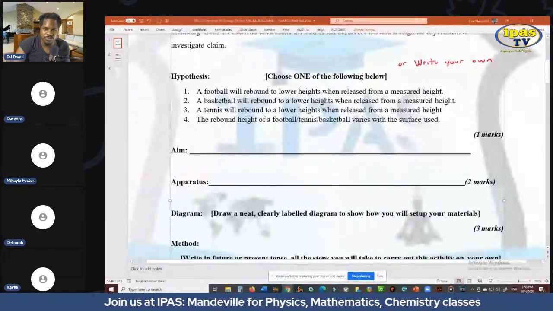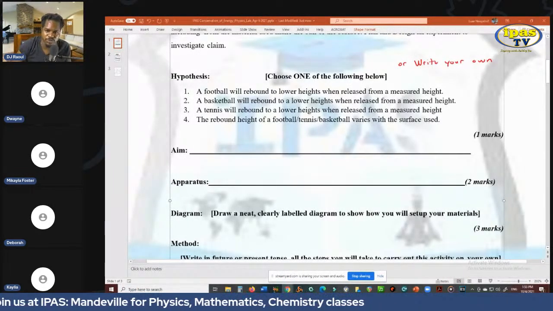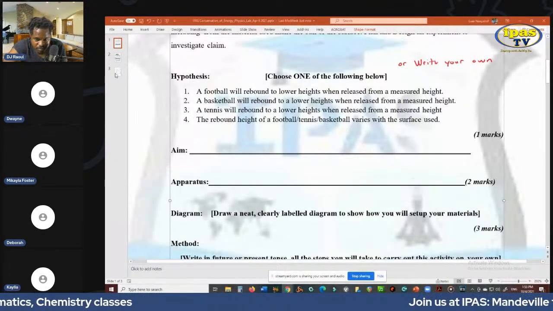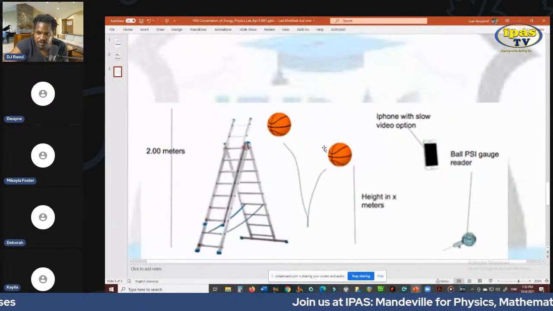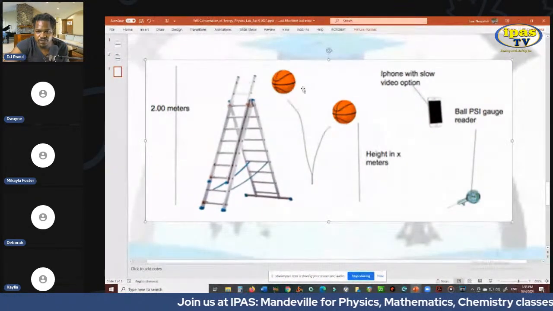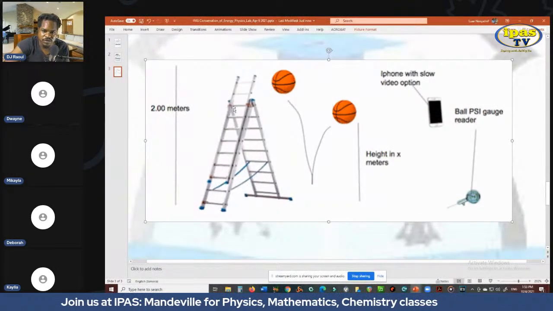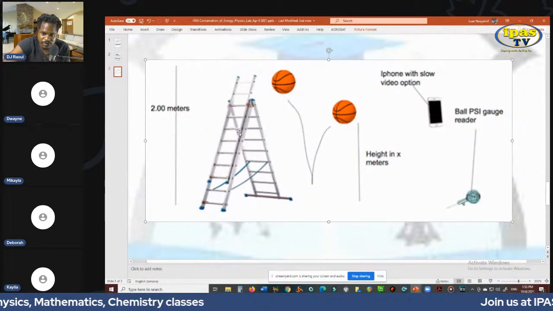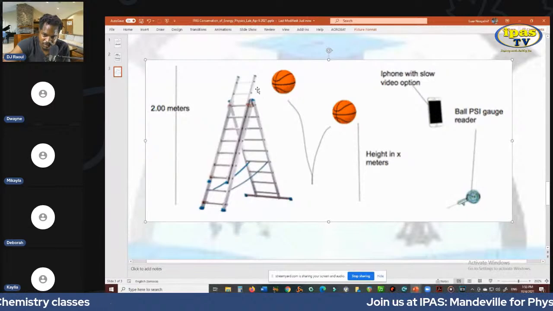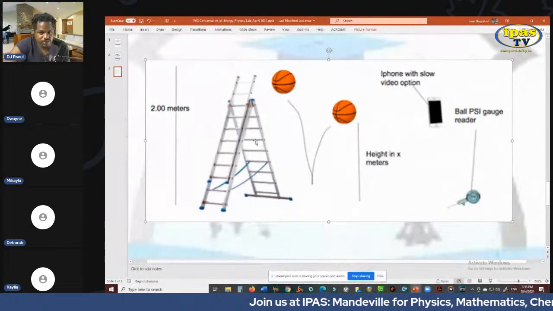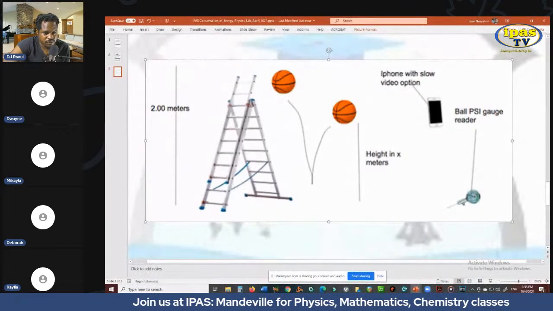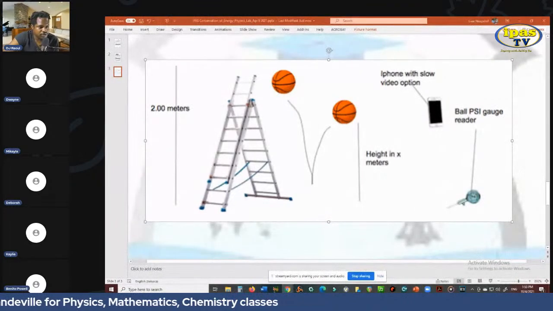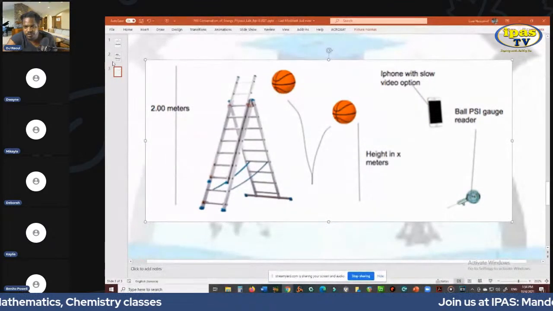All right. So the first one, ball will rebound to lower heights when released from a measured height. We imagine you in this situation here with the ball. This student who carried out a similar activity used a ladder and released it from there and then measured the height that it rebounded to. Anyway, let's go back to this.